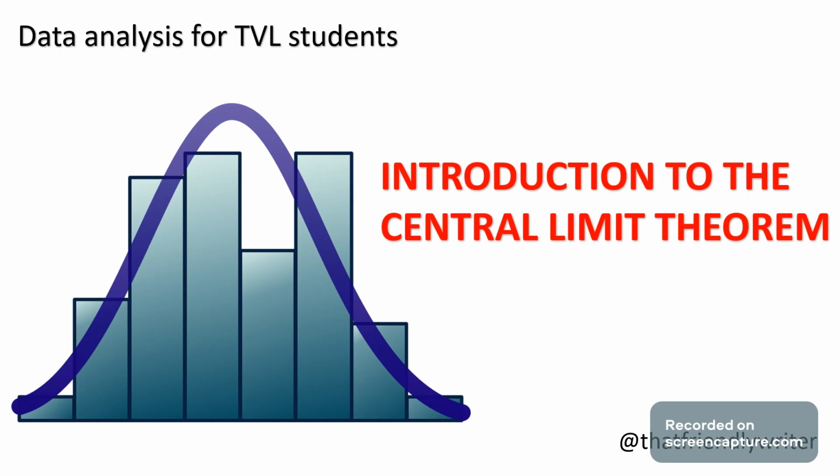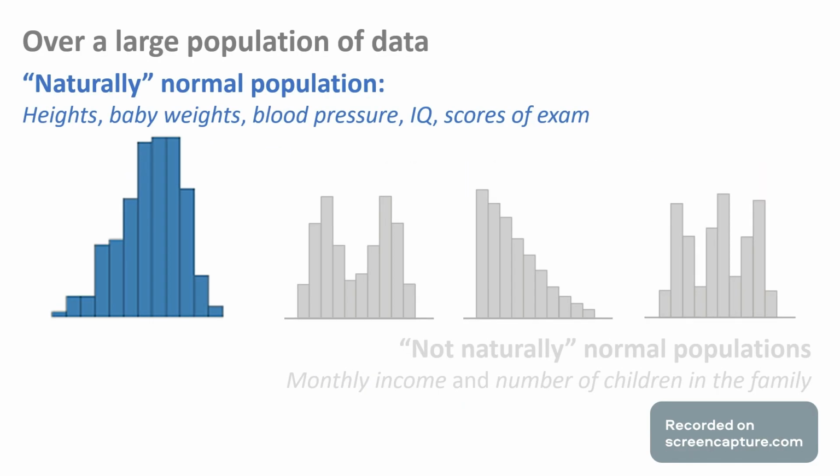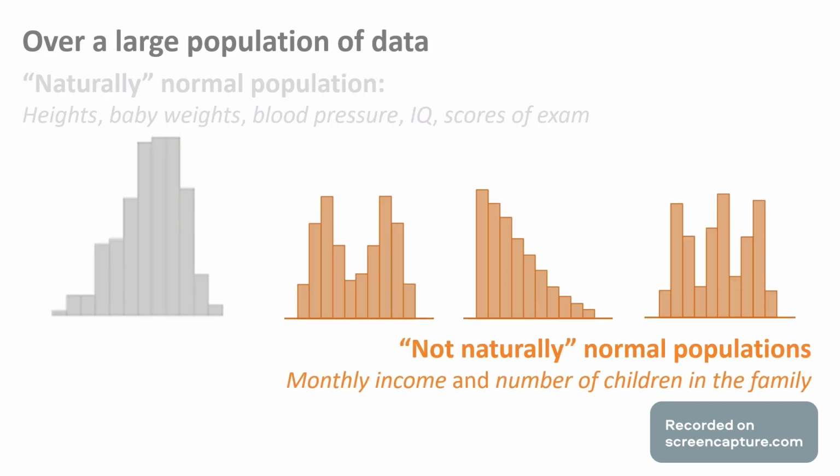Alright, let's get started. If a population has a very large size, like thousands or even millions, how do we study its distribution? Random variables such as heights, baby weights, blood pressure, IQ, and student exam scores are not a problem because these are naturally normally distributed over a large population. This is good because we can easily study its true mean mu.